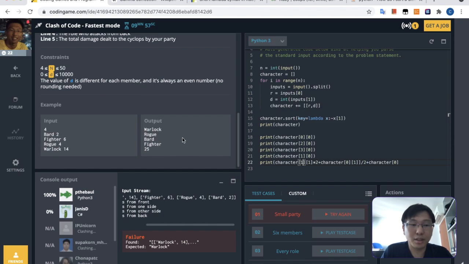This rook, oh sorry, this fighter gets double damage. This one gets half damage. And then the remaining two characters, 2 and 3, I believe.